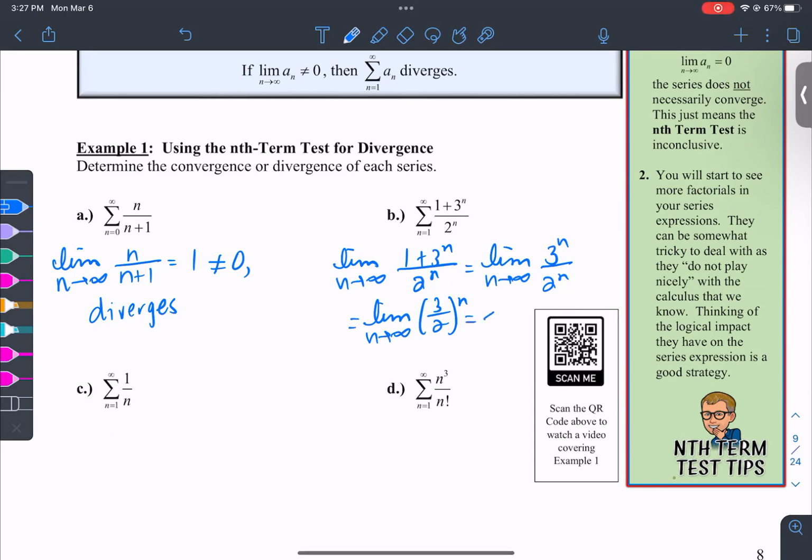That limit would be approaching infinity because this value is a number bigger than 1. So like the geometric series we learned yesterday, this would diverge.